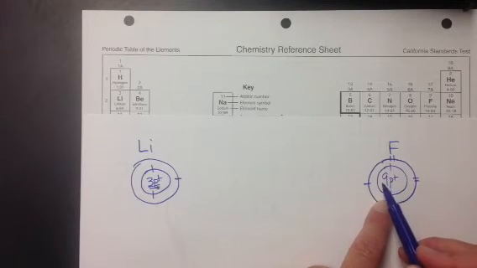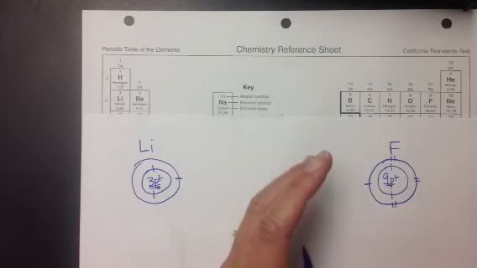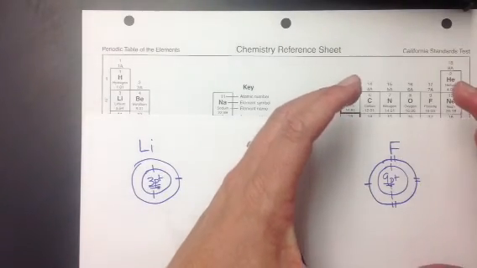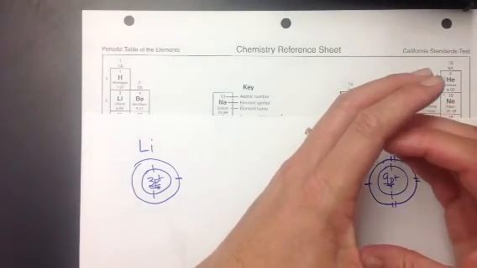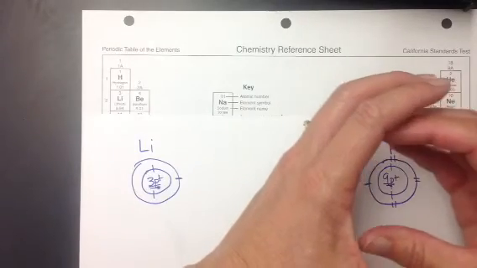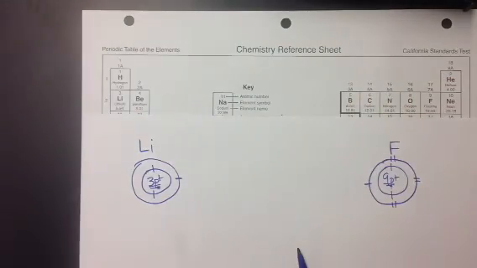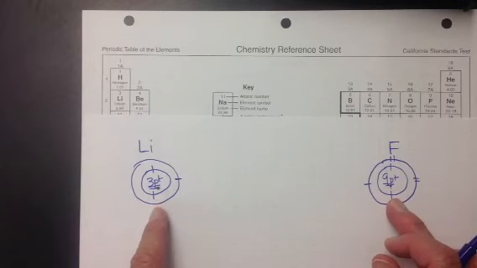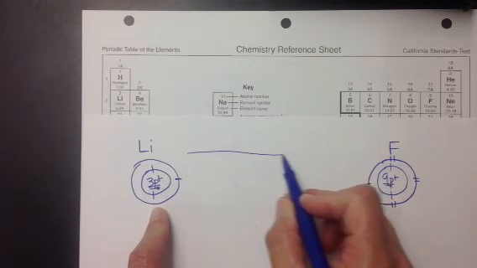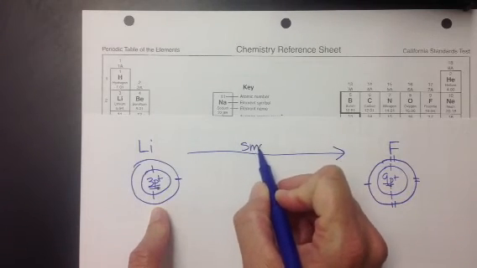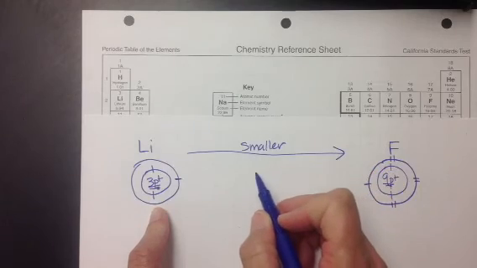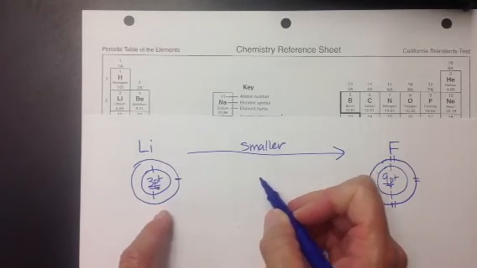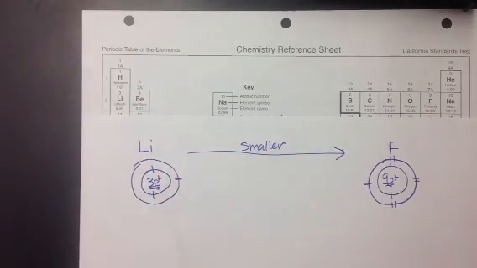So fluorine, with its 9 protons, is going to have a much greater pull on its electrons and its energy levels. It's going to hold that second energy level in closer and tighter, so that the atomic radius is actually smaller here in fluorine than it is in lithium, because the nucleus is more positive. So as we move across the periodic table, things are actually going to get smaller, because of the attraction of that positive nucleus will have a greater pull on the electrons, making the atomic radius less.